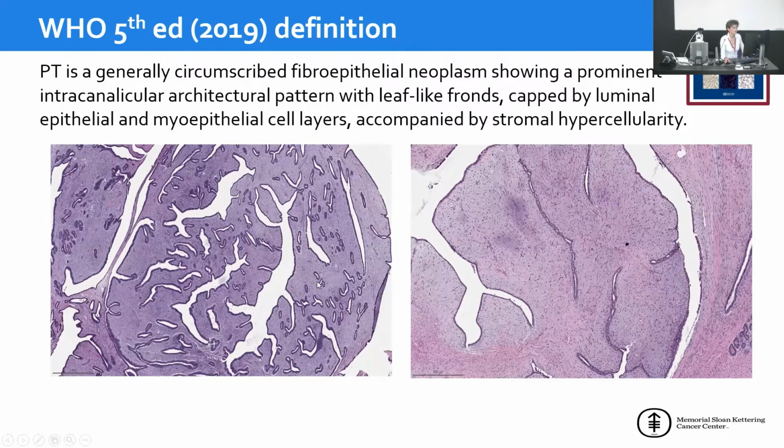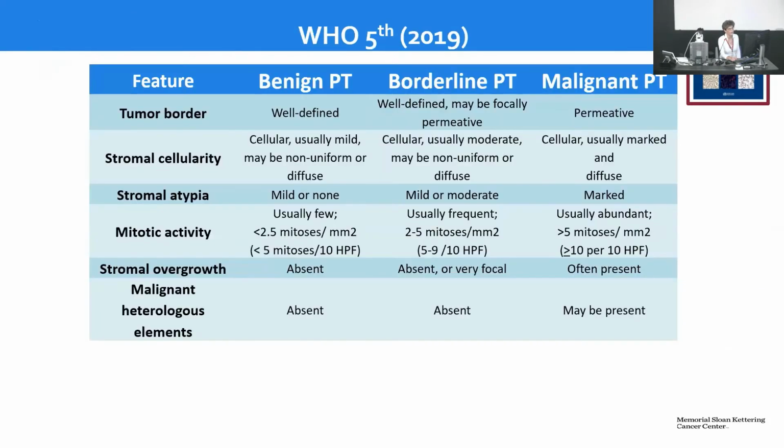Phyllodes tumor is a generally circumscribed fibroepithelial neoplasm that shows a prominent intracanalicular architectural pattern with these leaf-like fronts that are capped by luminal epithelial and myoepithelial cell layers, with stromal hypercellularity. Again, it's the specialized mammary stroma of the TDLU that grows exuberantly and produces these configurations.